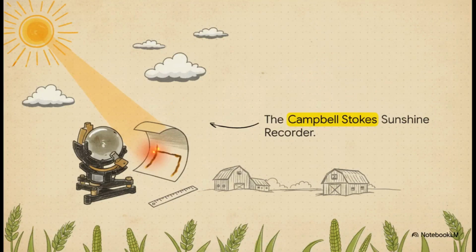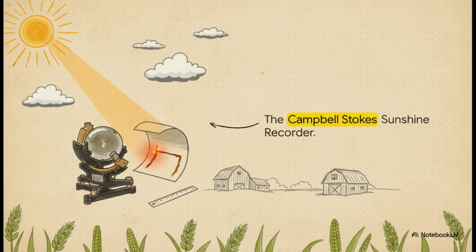So, how do we actually track this energy out in the field? Enter the Campbell-Stokes sunshine recorder. Think of it like this. Picture a perfectly clear, solid glass sphere sitting securely on a metal stand. As the sun slowly moves across the sky during the day, this glass sphere basically acts like a giant magnifying glass. It takes that solar radiation and focuses it right down into a single intense point of light that rests on a specially designed curved paper card right behind it.